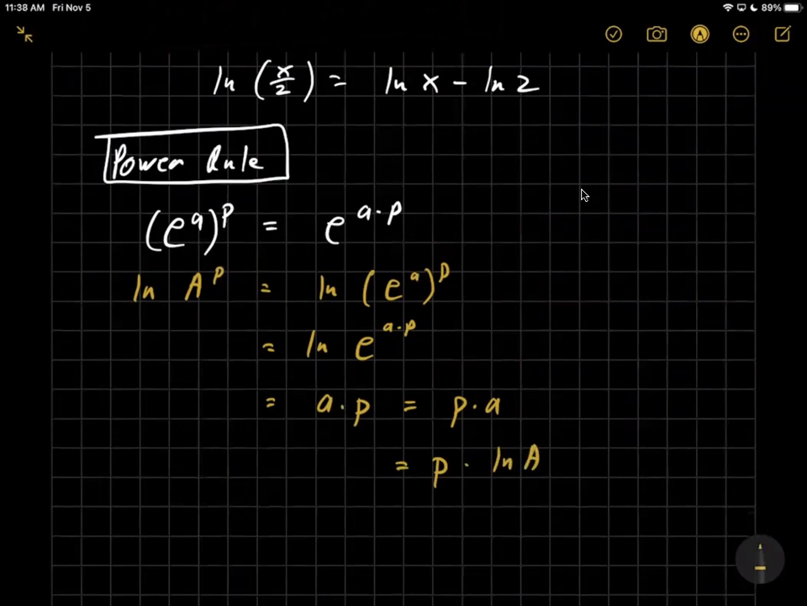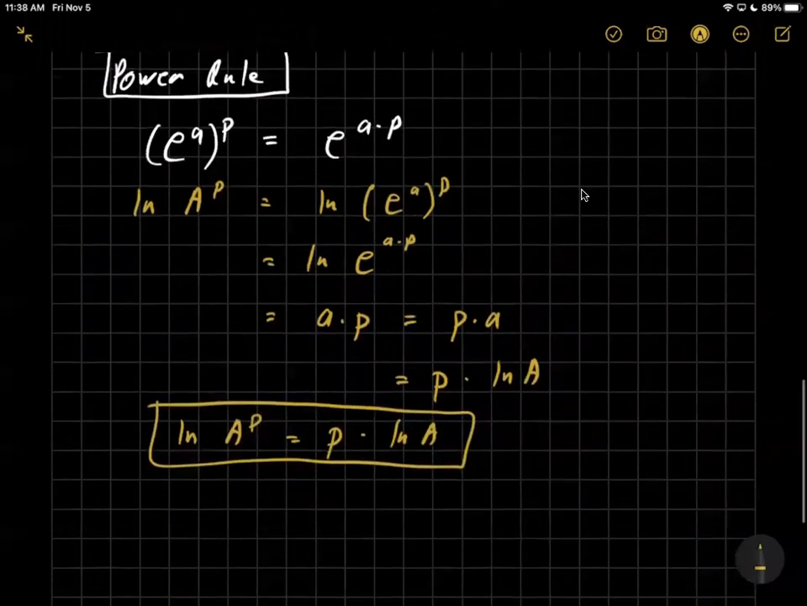So we can take the power and bring it to the front and turn our exponential relationship into a product. Okay, so this is the power rule, and we will use that a lot in calculus.